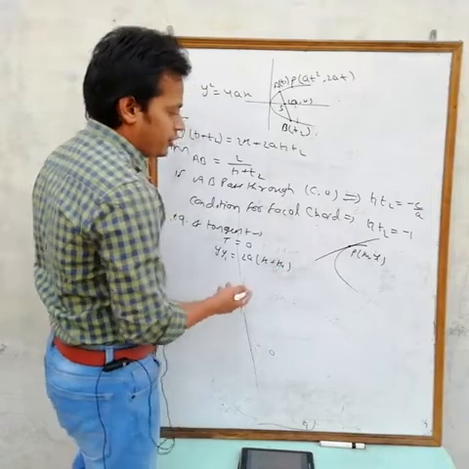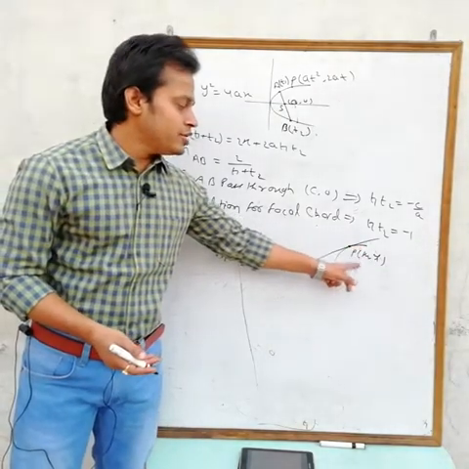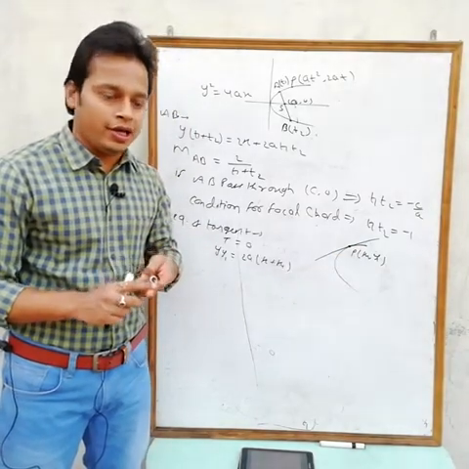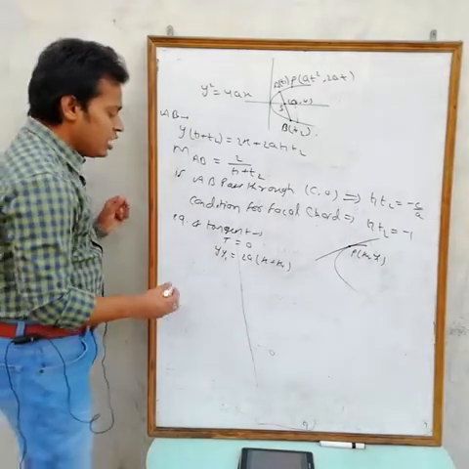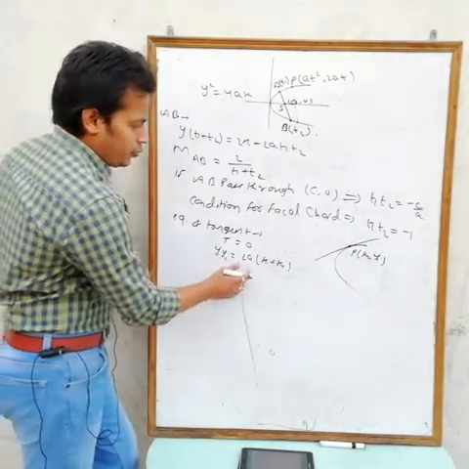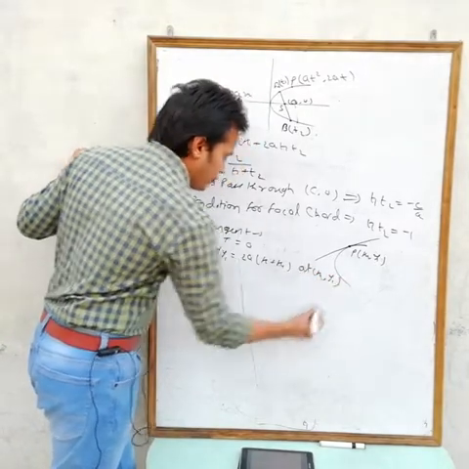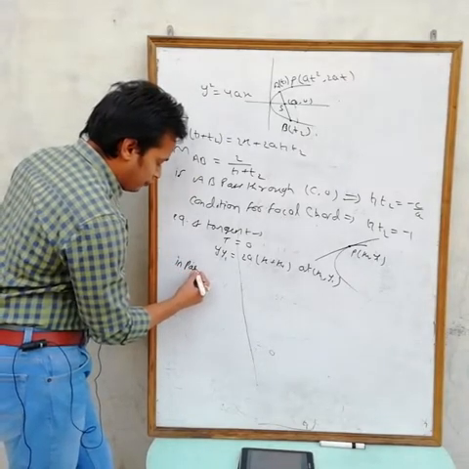There is no need to remember this one. Just remember only one thing: if a point on the curve is given, either for a parabola, hyperbola, circle or ellipse, then the equation of tangent is T equals to 0. And here the point of contact is x1 comma y1. Now the equation of tangent in parametric form.